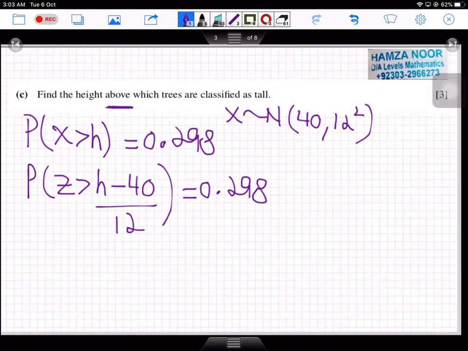But one problem arises here: when we do a reverse lookup in the z normal distribution table, all of the probabilities are greater than or equal to 0.5. So first I'll make a sketch. It is always recommended, always helpful to make a sketch.